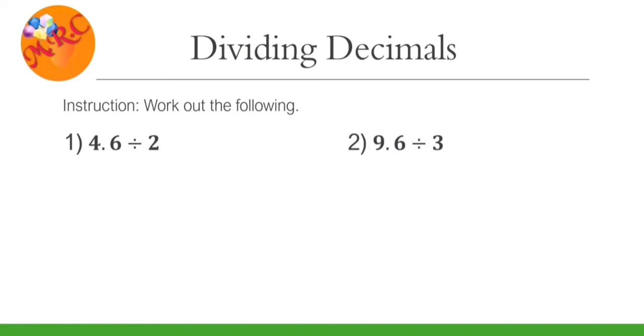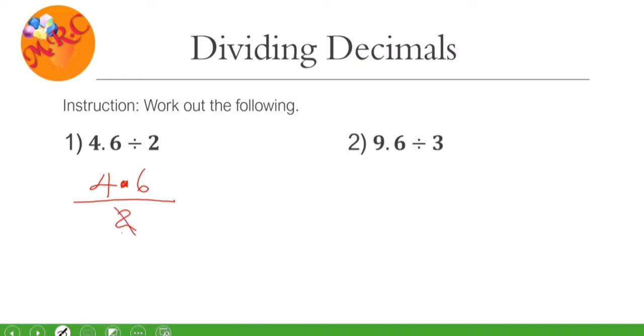Alright, so let's go to the questions. Our first question, the instruction says, work out the following. And the first one is 4.6 divided by 2. Go ahead and use the fraction method. So I'm going to write down 4.6 over 2, and I'm going to simplify by cancelling. So I'm dividing the numerator and denominator by the number 2.